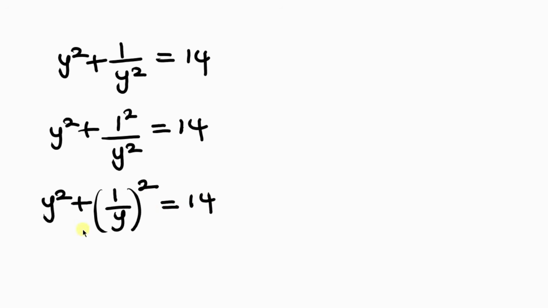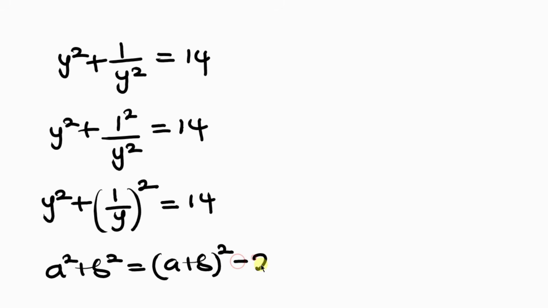Now let's see this as the sum of two squares, like the sum of two squares identity. Let me just write it down here. a squared plus b squared is equal to (a plus b) all raised to power 2 minus 2 times a times b. And when we compare, our a represents y, and our b represents 1 all over y. Good.